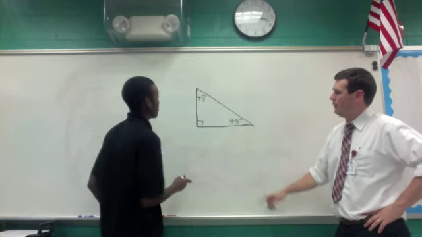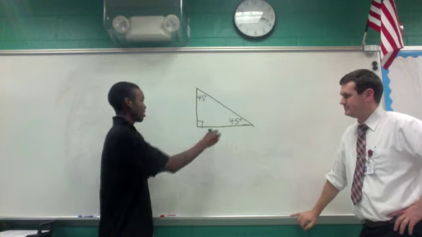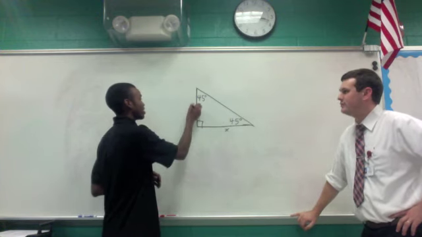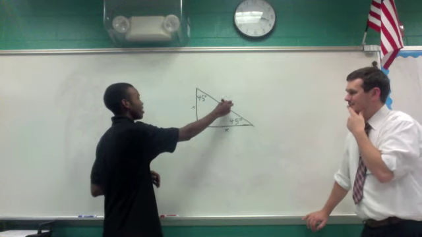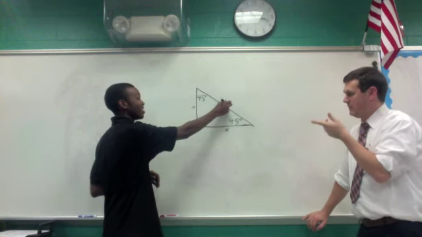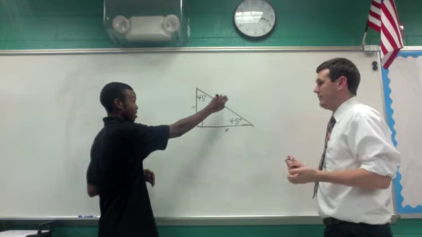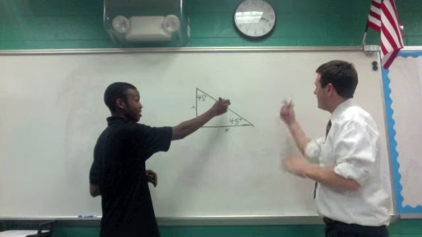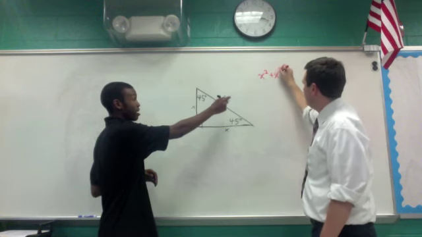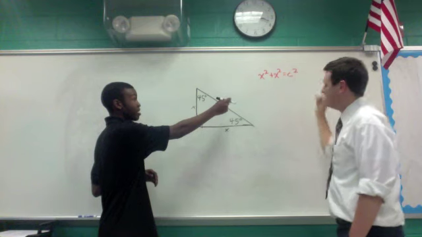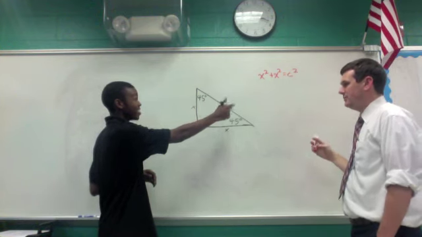If I call one of these legs X, then both of these are X. Now what's the third side? H? Could be, but what does H equal is what I want to find. So we use the Pythagorean theorem to find it, right? That gives us X squared plus X squared. Okay. Solve it now.